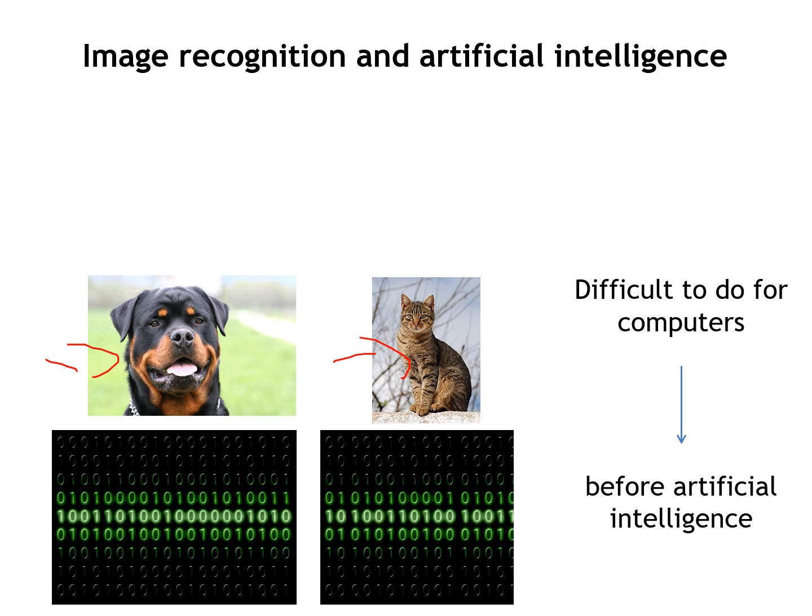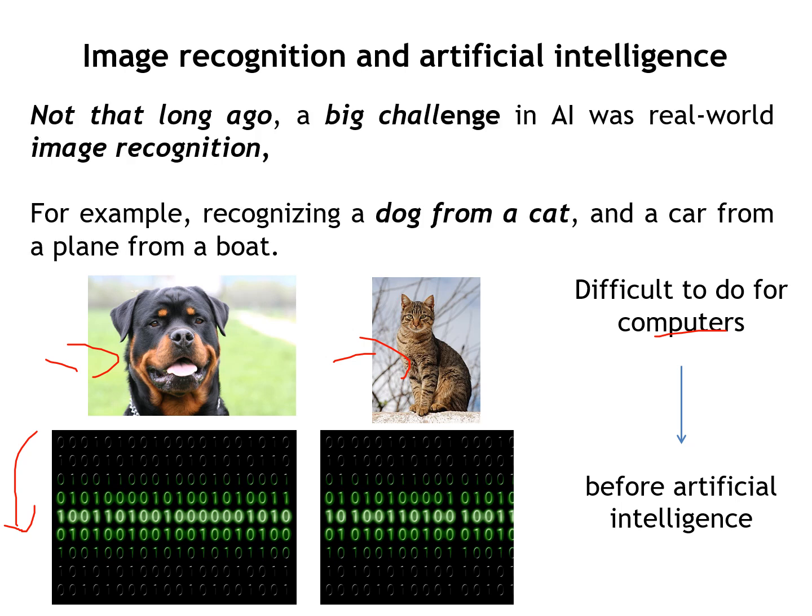Why was it so difficult for a computer to recognize that this was a dog and a cat? Because although we see an image, what a computer will see is ones and zeros, a combination of zeros and ones. So for a computer to recognize a dog or a cat or any other image was very complicated. This was something that a long time ago was almost impossible. Before AI, real world image recognition was very difficult.